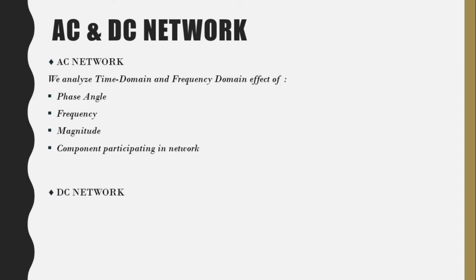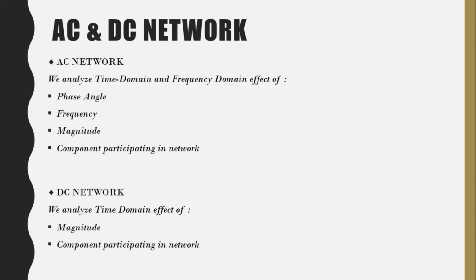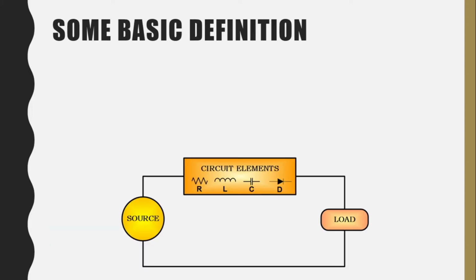Next is the DC network. In a DC network, we mostly analyze the effect of magnitude or amplitude. We analyze the time domain effect of a DC network as there is no frequency domain effect. As frequency is zero in a DC network, we only analyze the magnitude and the components that are participating in the network.